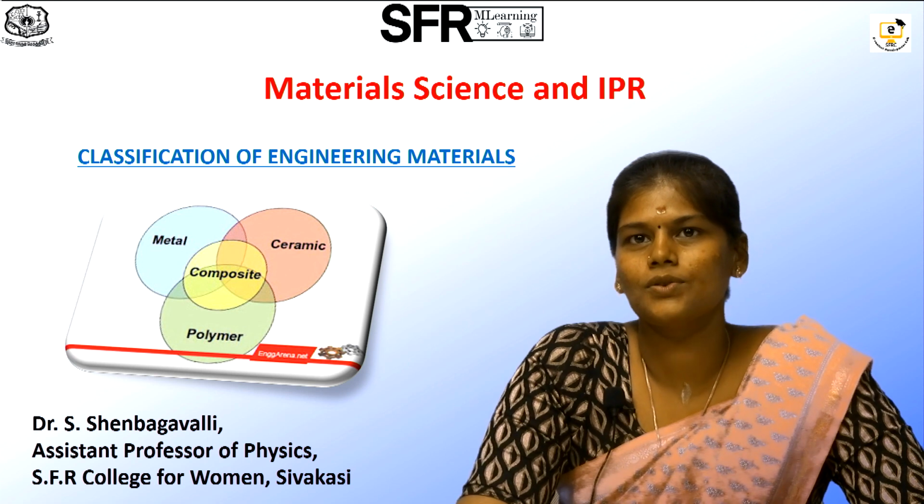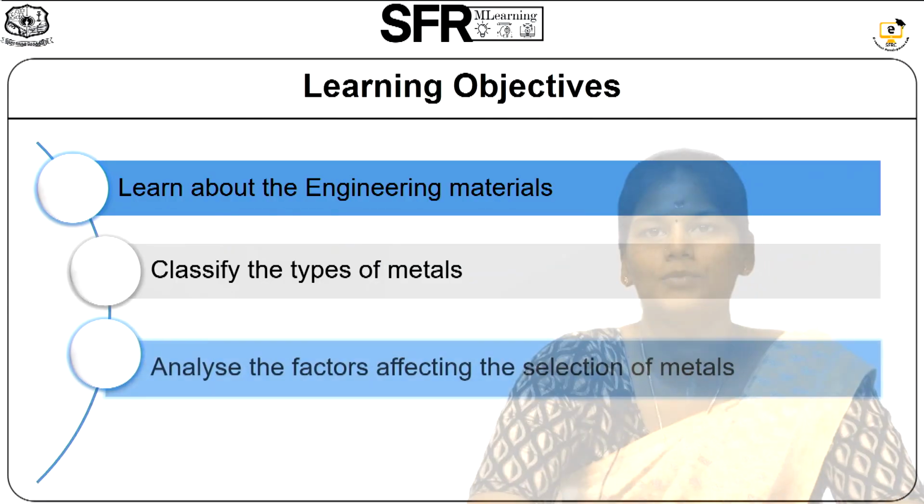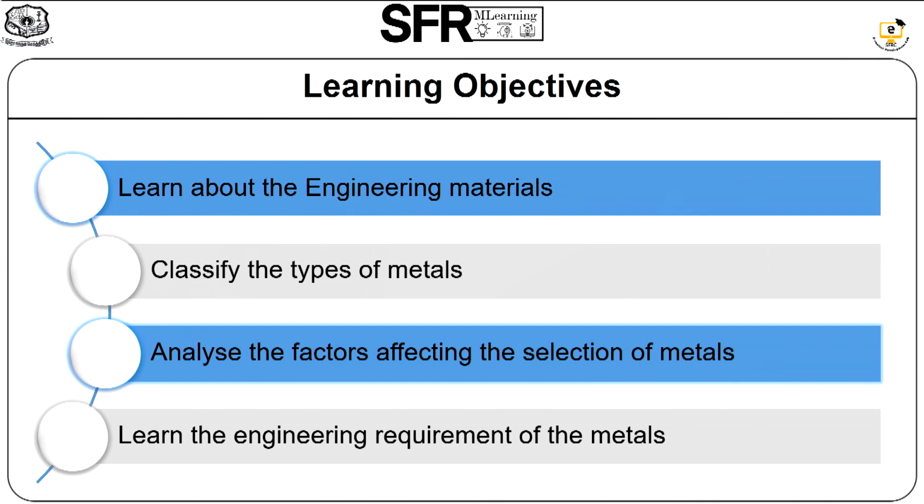Today I am going to talk about the classification of engineering materials. The objectives are to learn about engineering materials, classify the types of metals, analyze the factors affecting the selection of metals, and learn the engineering requirements of metals.